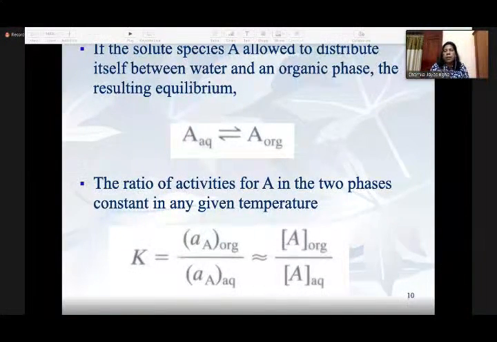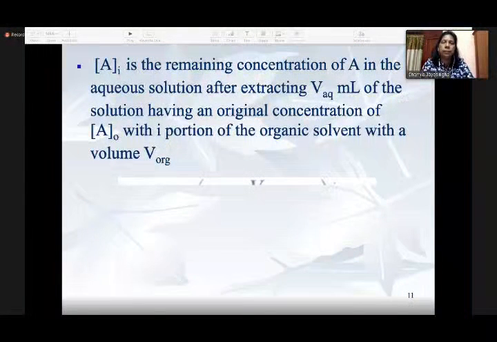That means now at the equilibrium level, solute A in the aqueous level and solute A in the organic level come to equilibrium. The ratio of activities for A in the two phases is constant at any given temperature, and it is the solute A available in the organic solvent divided by the solute A available in the aqueous solvent. Right? So this is the key. Again, let's go to this point.